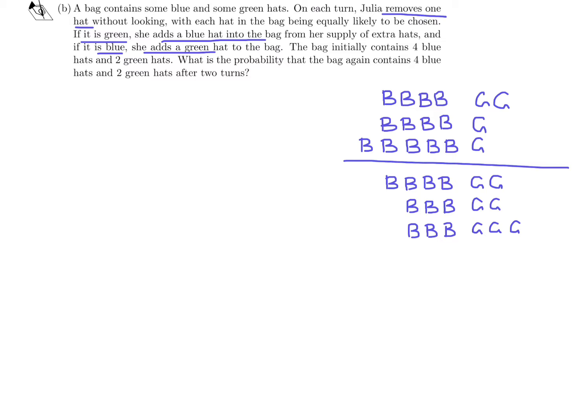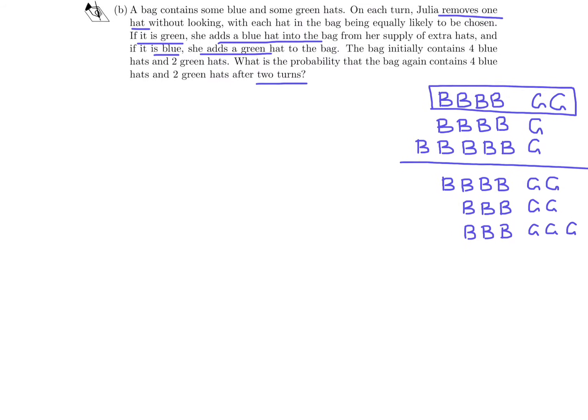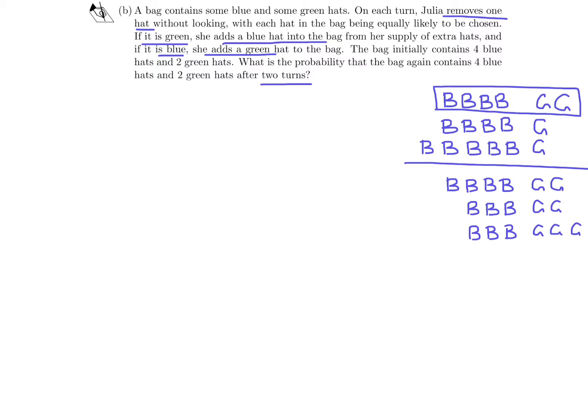Now, they want you to figure out the probability that after 2 turns, you again are back to your original, which is 4 blue and 2 green. All right, so we got 2 turns, right? So 2 turns basically means that we have 4 scenarios, and I'll call them turn 1 and turn 2. And there's really only 4 possible ways, right?